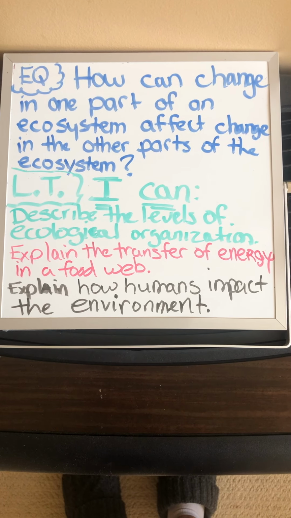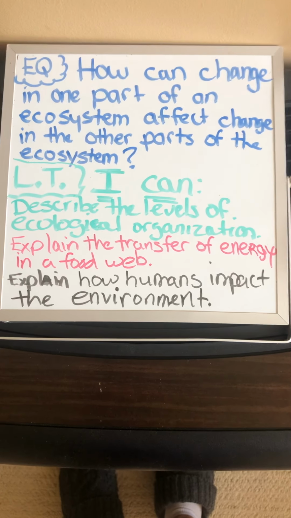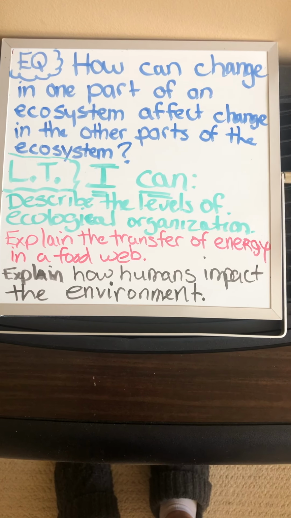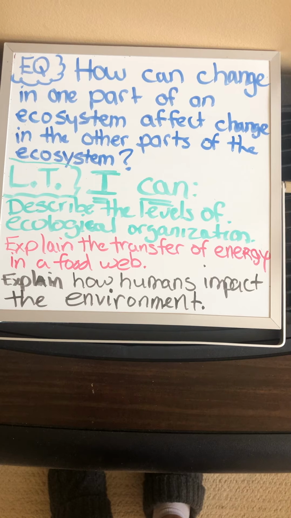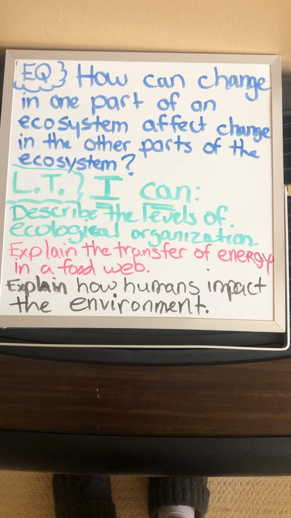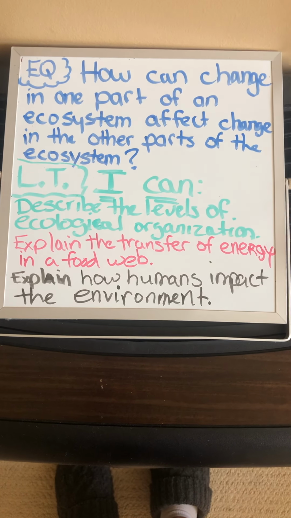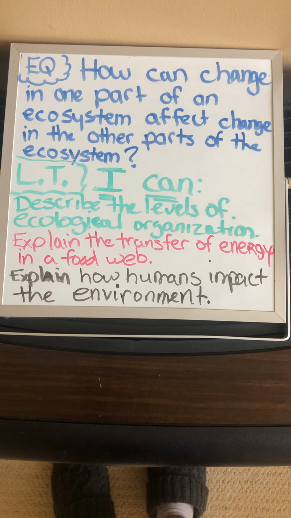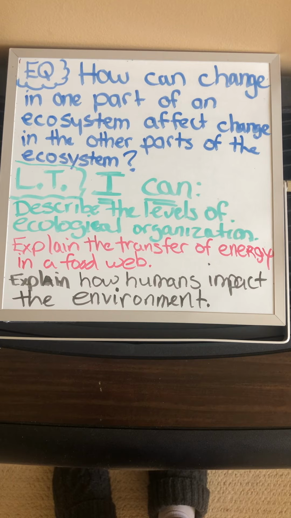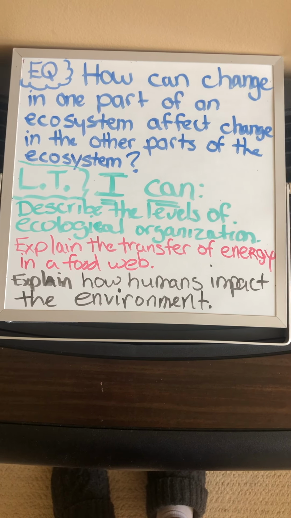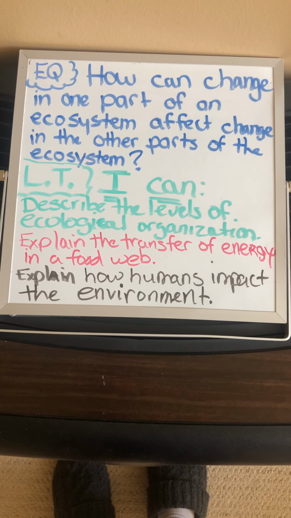Okay, so we are starting a new unit, and this unit is ecology. Our essential question is, how can change in one part of the ecosystem affect change in the other parts of the ecosystem? Our learning targets, there's 3 of them. I can describe the levels of ecological organization. I can explain the transfer of energy in a food web, and I can explain how humans impact the environment.